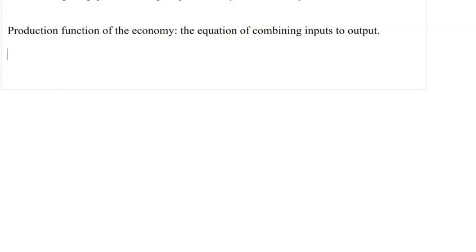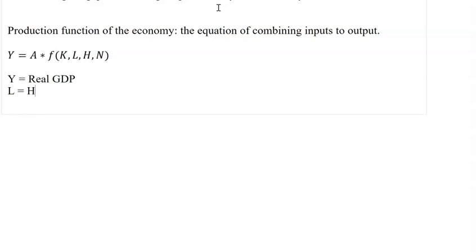So the way we use it is we say Y, which is my GDP, equals A times F of K, comma, L, comma, H, comma, N. And I'll go through all these notations in a bit. So we talked about what Y is and L is. Y is my real GDP. L is labor. So it could be units of labor, like a number of workers working, or it could be hours of labor, total hours of labor provided by a certain number of workers.